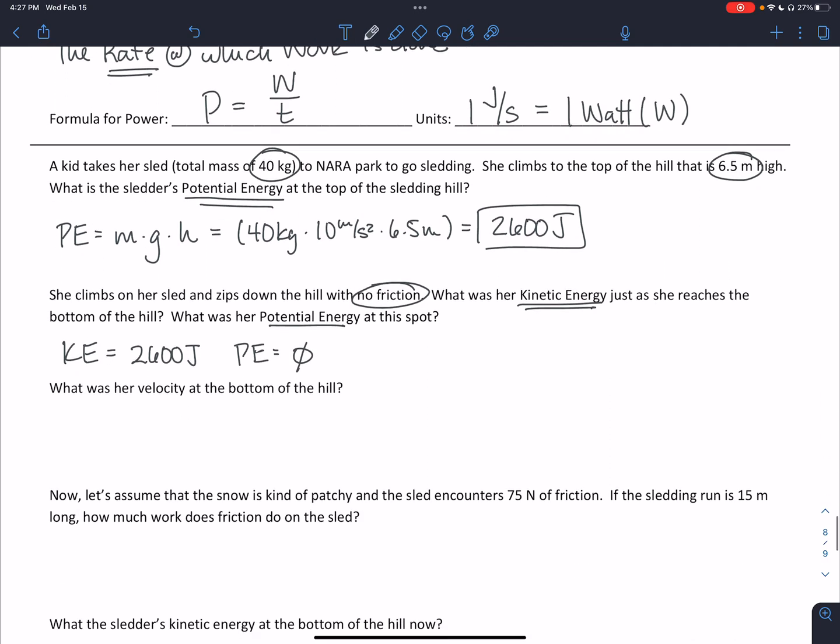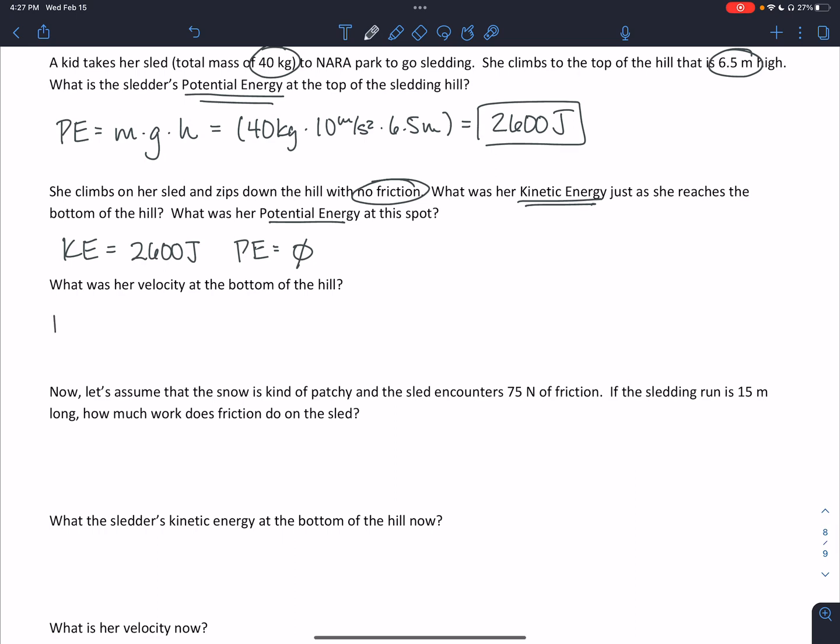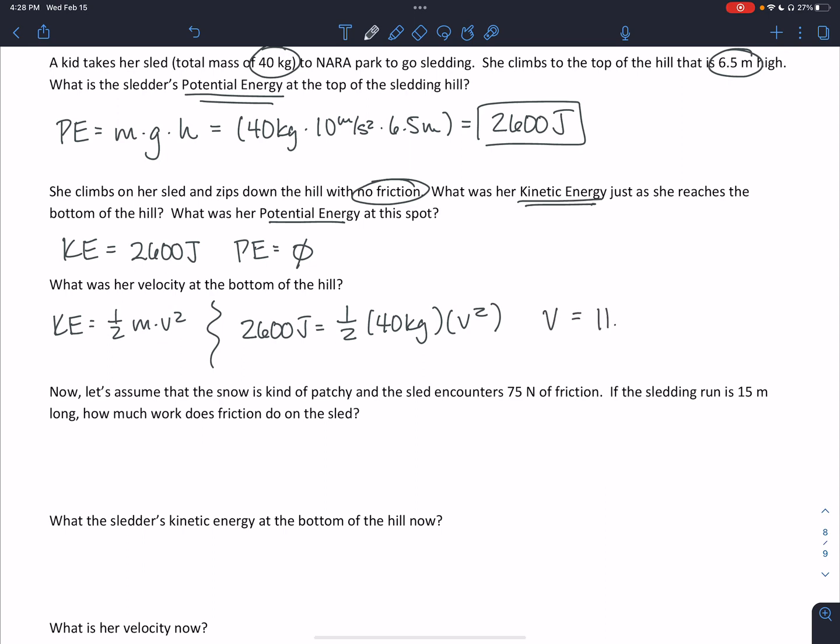Now what was her velocity at the bottom of the hill? Remember, kinetic energy is 1/2 mass times velocity squared. So if we take our 2,600 joules and plug in our sledder's mass of 40 kilograms, we can solve for that velocity. Multiply both sides by 2, then divide by 40, and finally take that square root, and you're going to find that the sledder was moving at 11.4 meters per second. That's still pretty fast for a sledder, but not as bad as our skier in the last screencast.